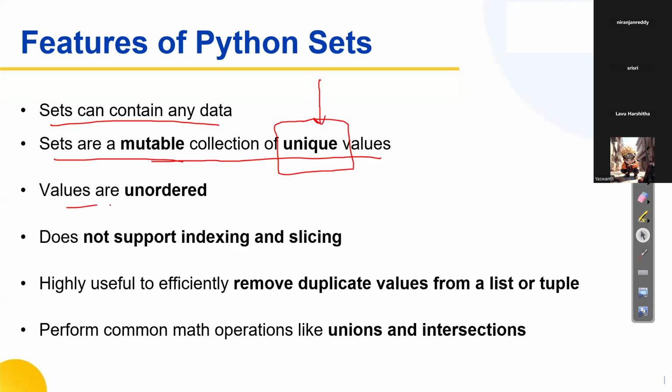Now, sets are unordered. Sets do not support indexing. So what is the reason why sets do not support indexing? Because sets are not sequences.